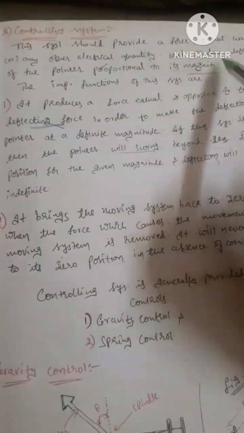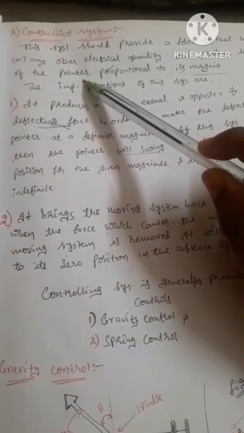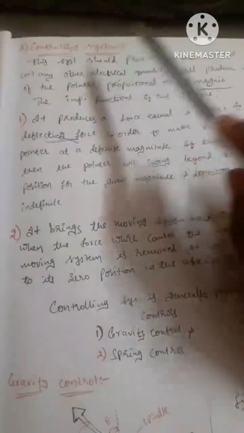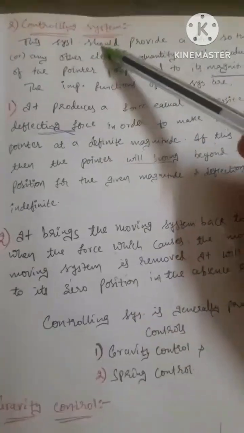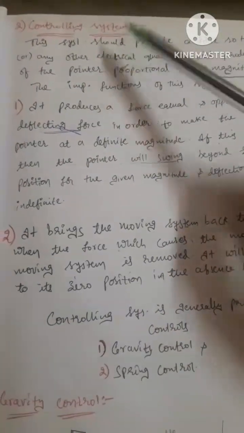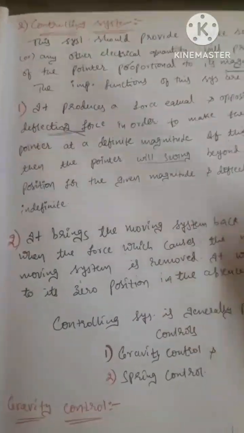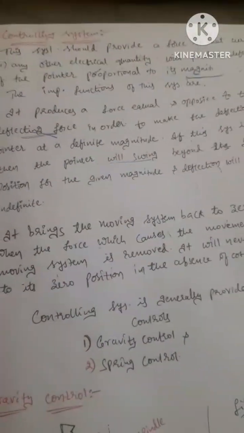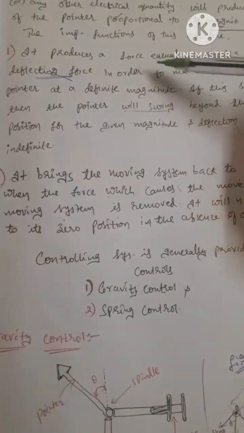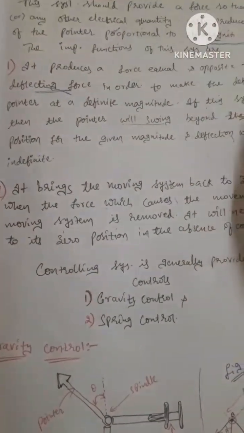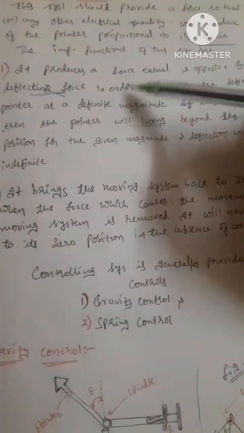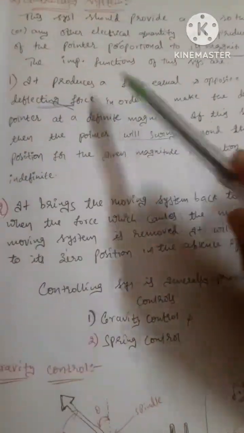it must provide a force so that the current will produce deflection of the pointer proportional to its magnitude. This is called the controlling system. The important functions of the controlling system are two. The first function is that it must produce a force equal and opposite to the deflecting force in order to make the pointer settle at a definite magnitude.